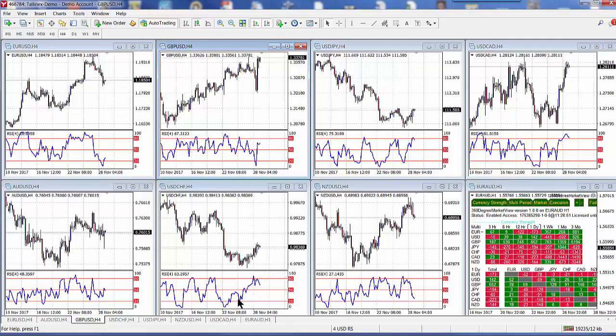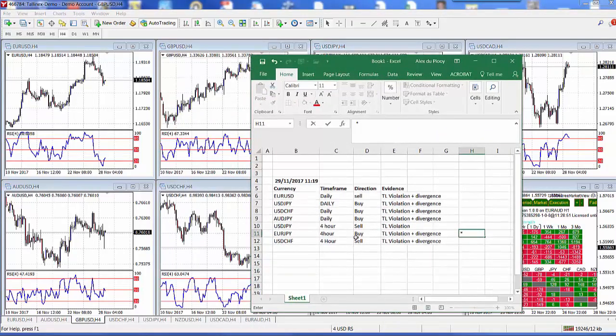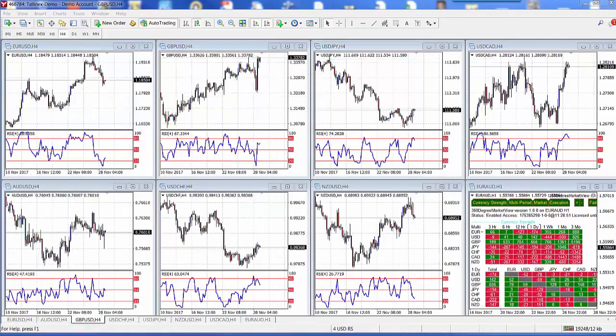This franc one, this franc sell. We've already noted this franc sell. You see, there's the franc sell. It's already on our chart. That looks like a good one, so that confirms that. All right, so that's the euro and the USD.